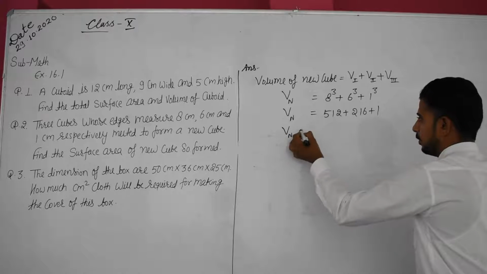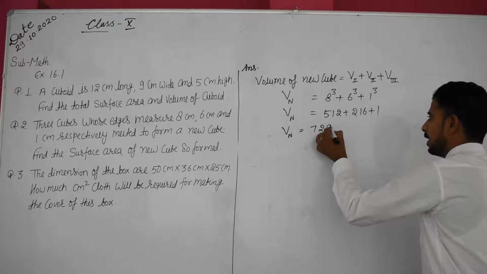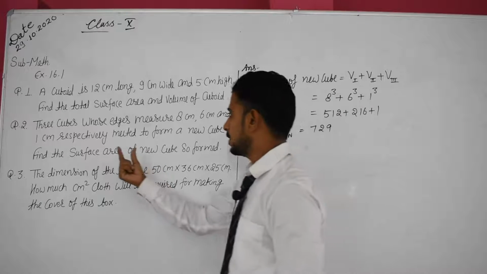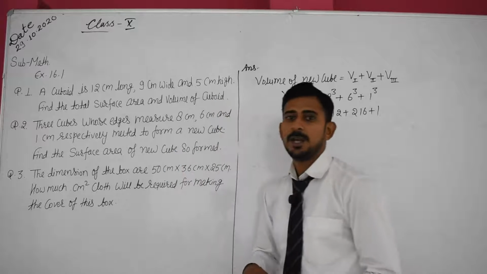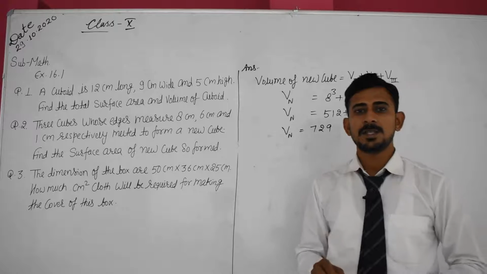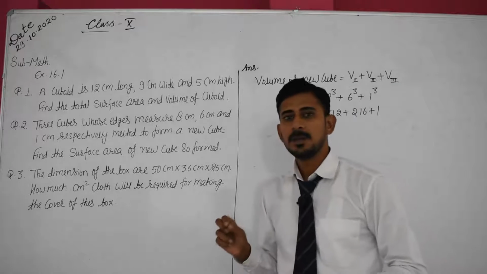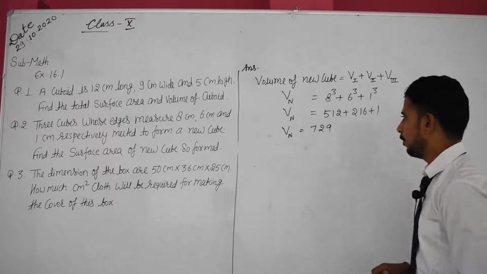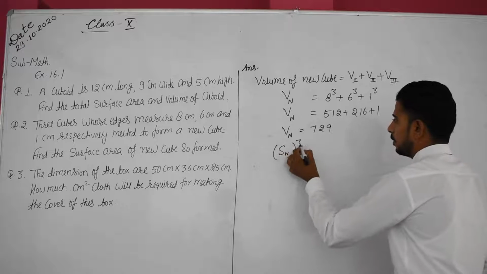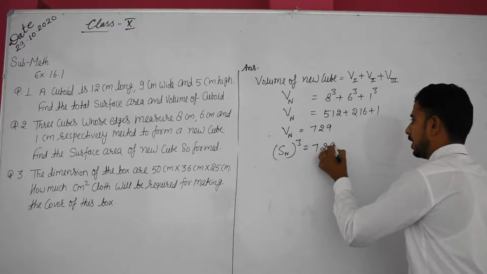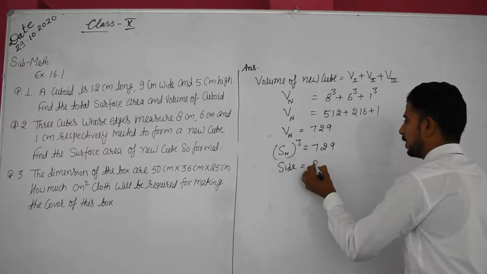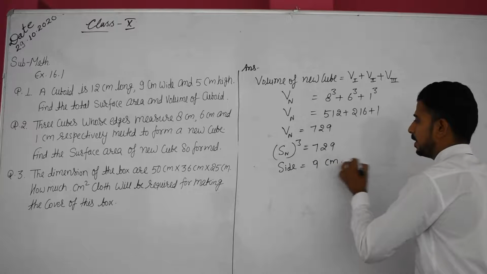It means the volume of the new cube is equal to 729. Now we want the surface area of the new cube. If we want the surface area of the new cube, then first find the value of the side of this cube. Volume, side cubed of the new cube, is equal to 729. Then side is equal to the cube root of 729, which is 9 centimeter.